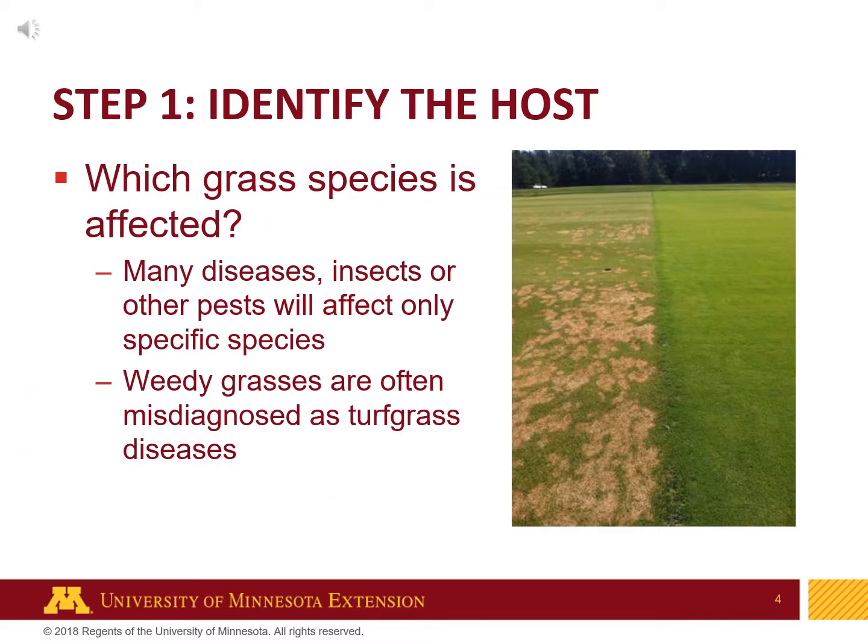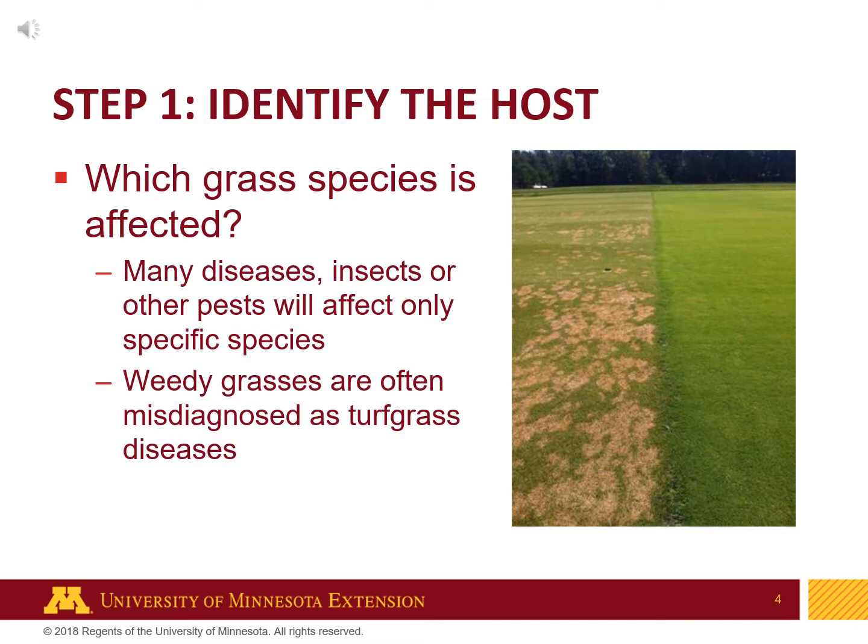For the remainder of this lecture, we will discuss the 7-step process for diagnosing turfgrass problems on roadsides. The first step in diagnosing any problem is to determine which turfgrass species is affected. Many pests have specific host species. For example, in the left half of this image, we see fine fescues being damaged by the summer patch pathogen, and the adjacent creeping bentgrass is unaffected.